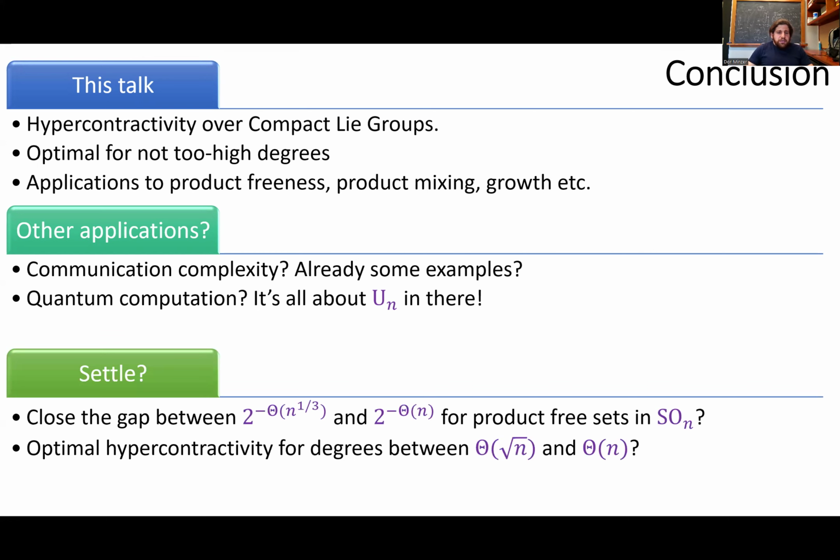And secondly, it would be interesting to close the gap between 2 to the minus n to the third and 2 to the minus n for product-free sets in SO(n), as well as understand what should be the behavior of hypercontractivity for functions of degrees between root n and n over this domain.